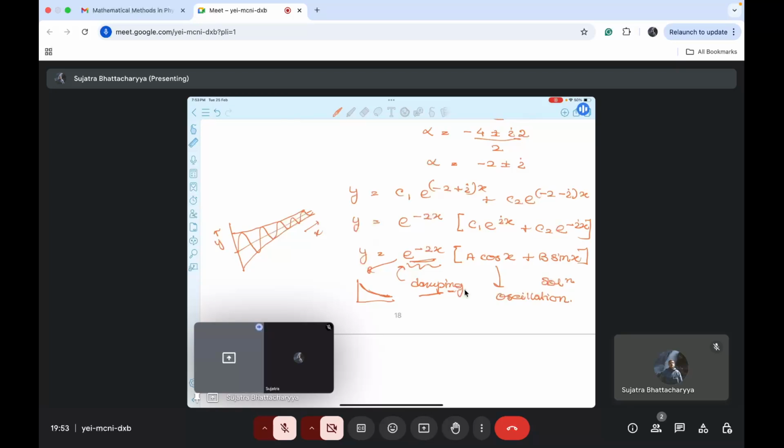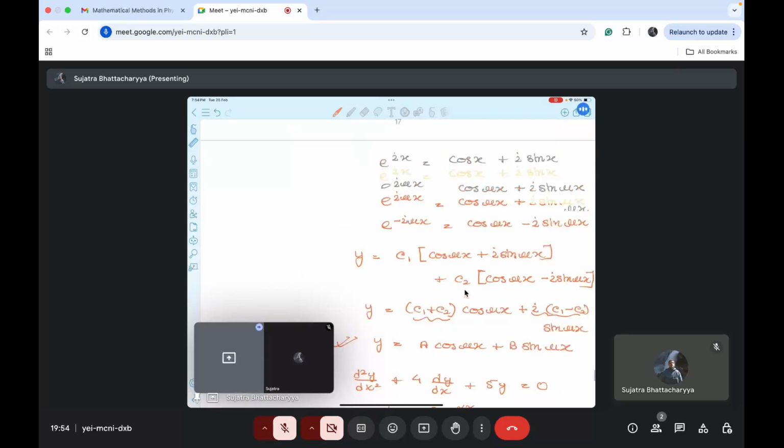Okay. So in the next week, we will be discussing the inhomogeneous linear second order differential equation. So we will apply the same complementary function, but along with that, there will be some particular integral. And there are some rules to find out these particular integrals. So we will look into that in detail.